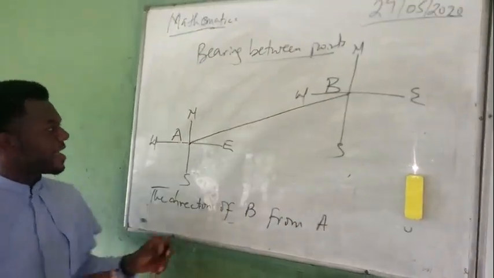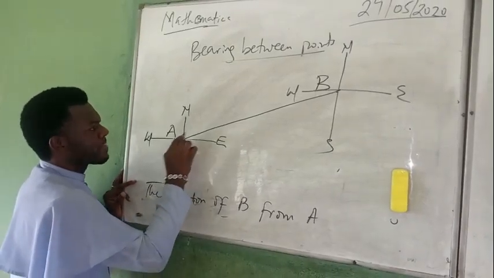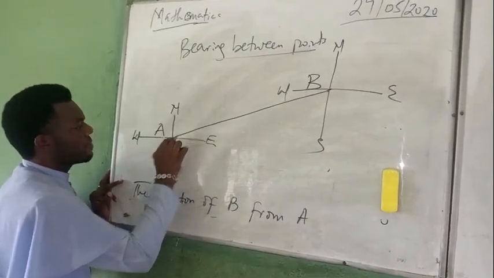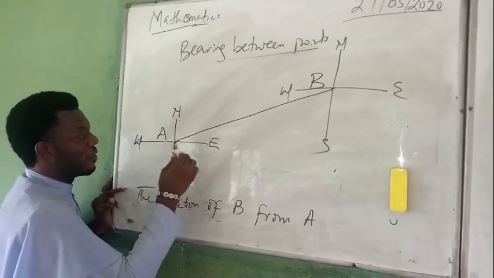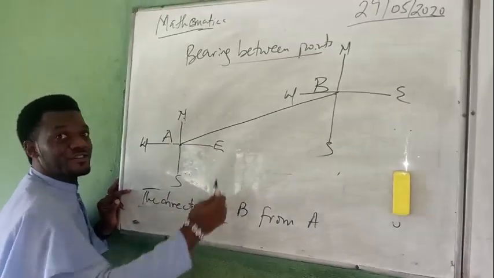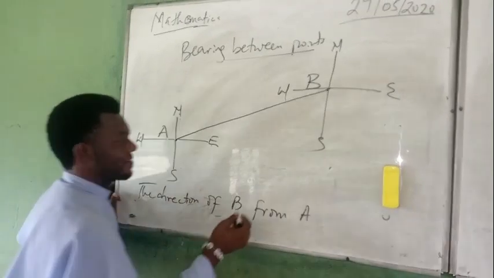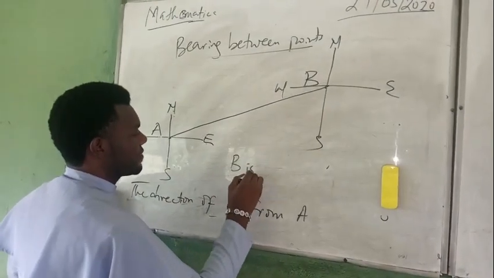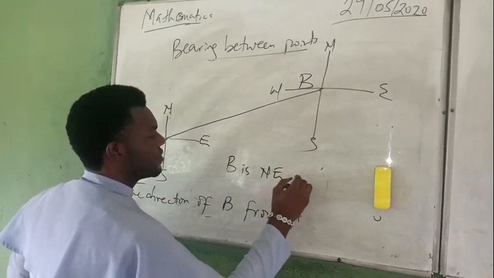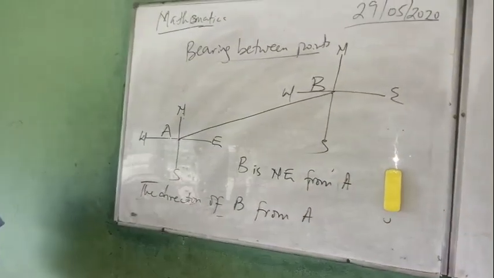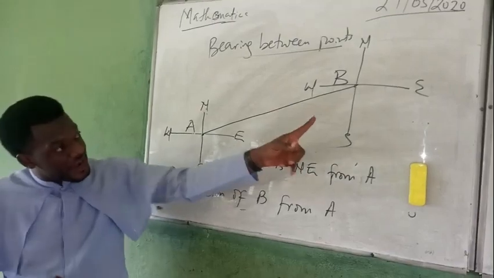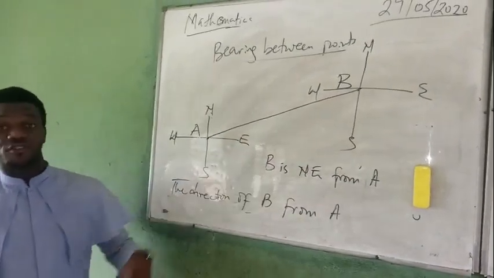So from that, you can say that for this direction, B is northeast. You see it? Northeast. So B is northeast from A. So when you are at A, the direction of B from A is northeast.